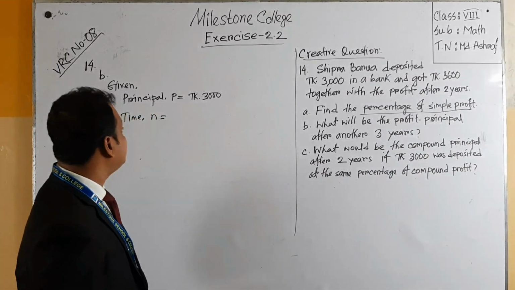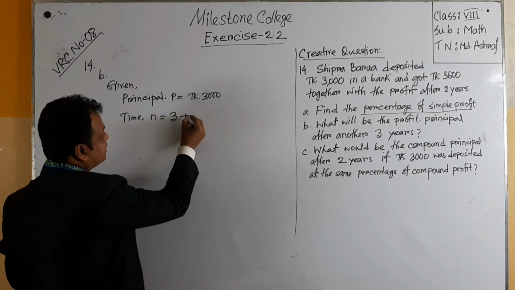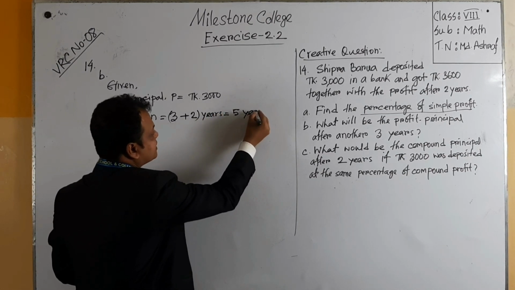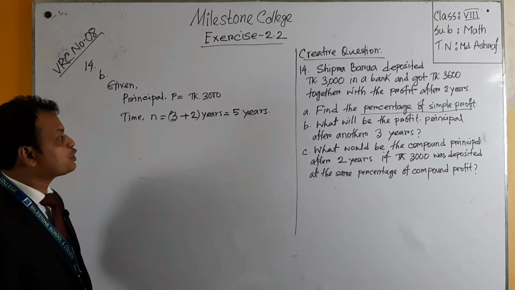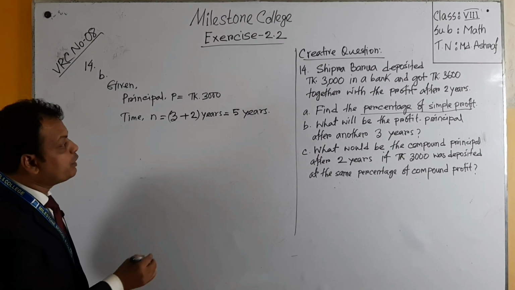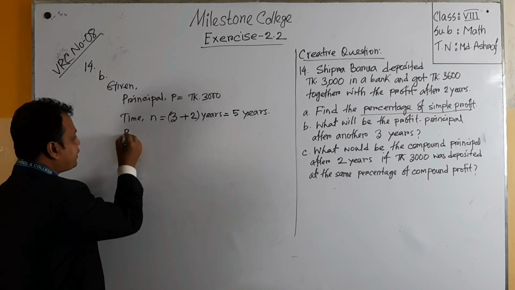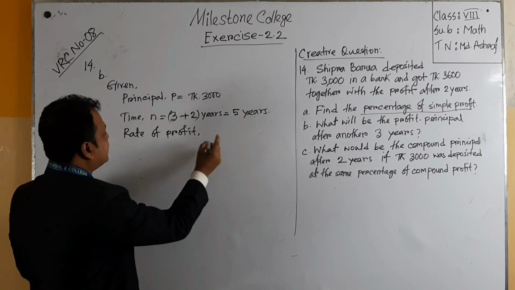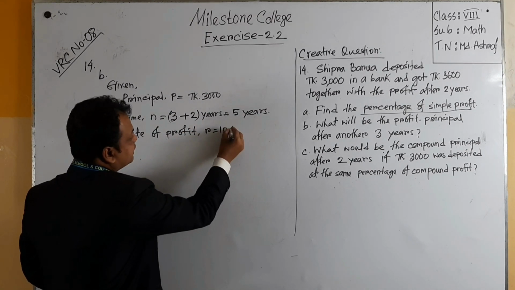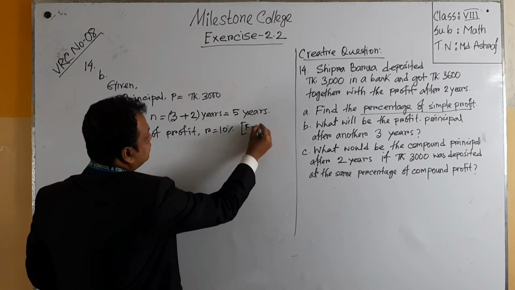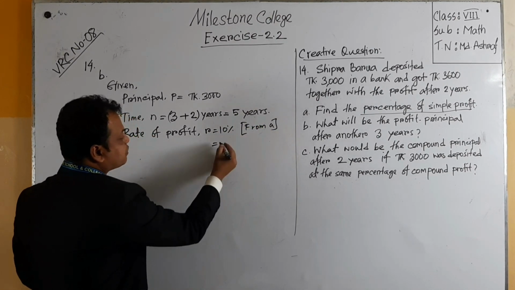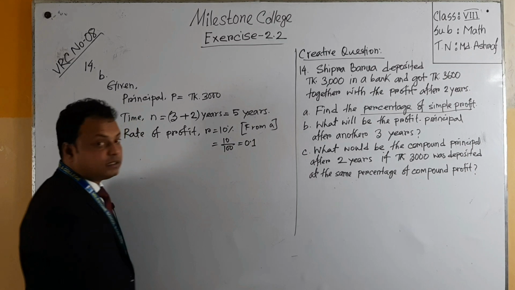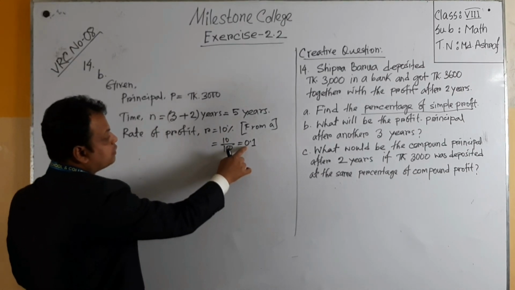Okay. So what will we get? 3 years plus 2 years equals 5 years, and the rate of profit will be 10%. Rate of profit R equals 10%. We have got it from A. So we can convert this 10% into decimal, then we will get 0.1. 10 by 100 equals 0.1.